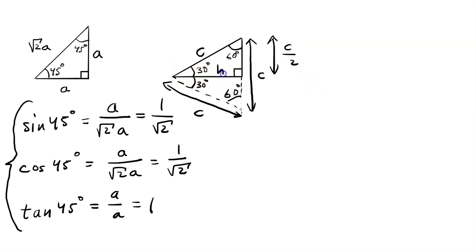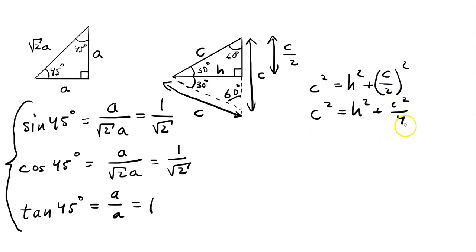Let's call it H. Then we can also find out by Pythagoras' theorem. So we have that C squared here, the hypotenuse, is equal to H squared plus this squared here. And then we get H squared plus C squared divided by 4. And if we move over C squared here, so we have 3/4 C squared equal to H squared. So H is equal to square root of that.